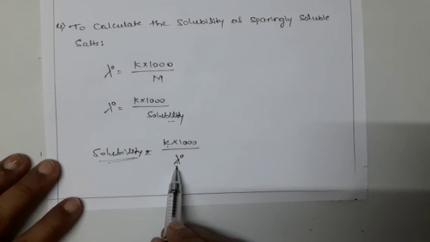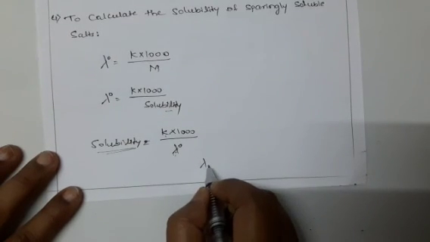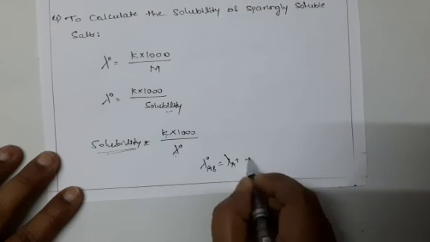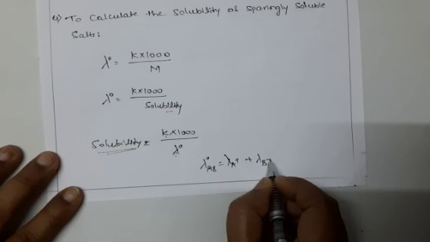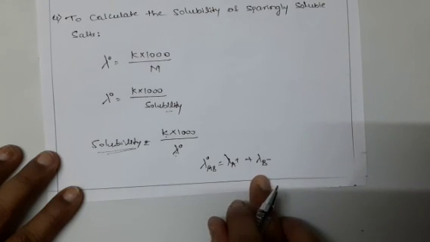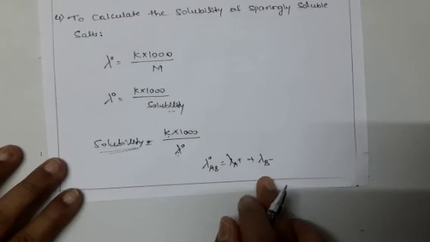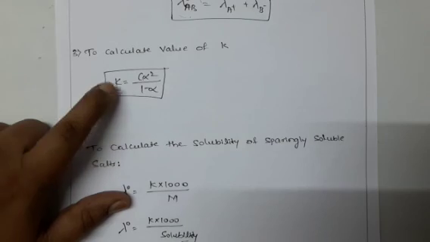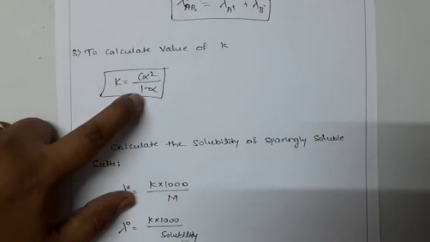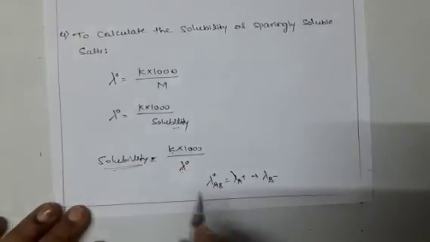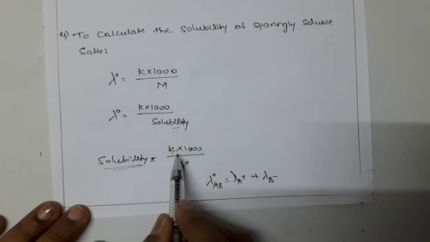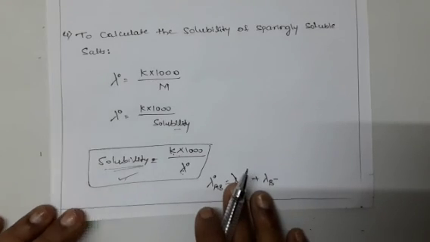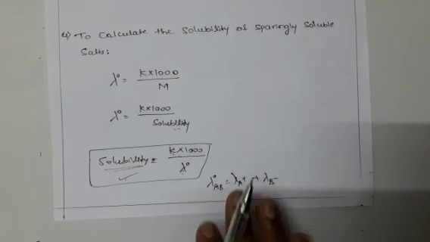It is calculated how? Lambda naught is lambda A plus plus lambda B minus, by this method. And the value of K we get from K is equal to C alpha square divided by 1 minus alpha. All these values you get, and you put them in this formula. We are getting the solubility. So these are the Kohlrausch law applications.